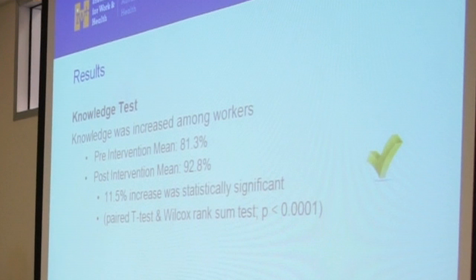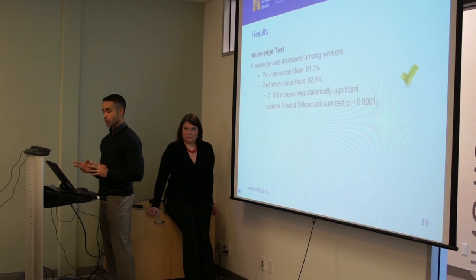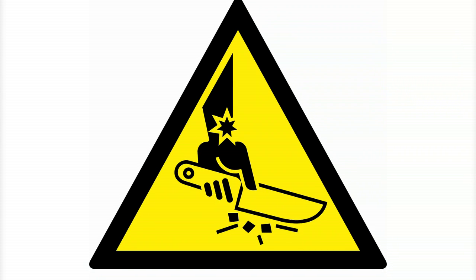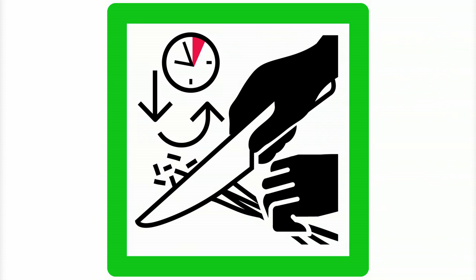So immediately before the intervention they had mean scores of about 81%, and then immediately after they had 92%. And I think right now probably the biggest success is just that change in knowledge. Once these workers are empowered through knowledge, then they can start to change some of those other factors.